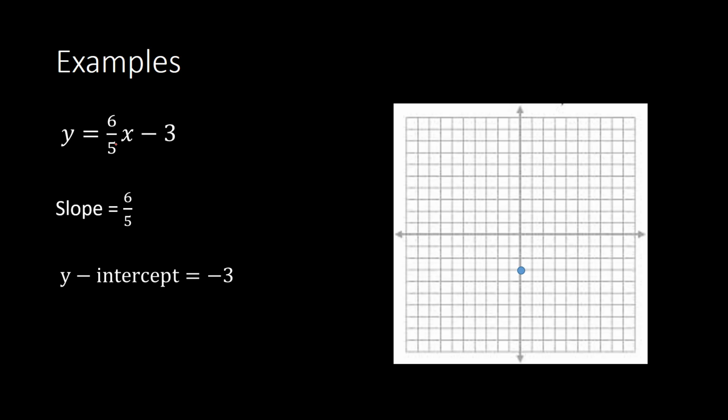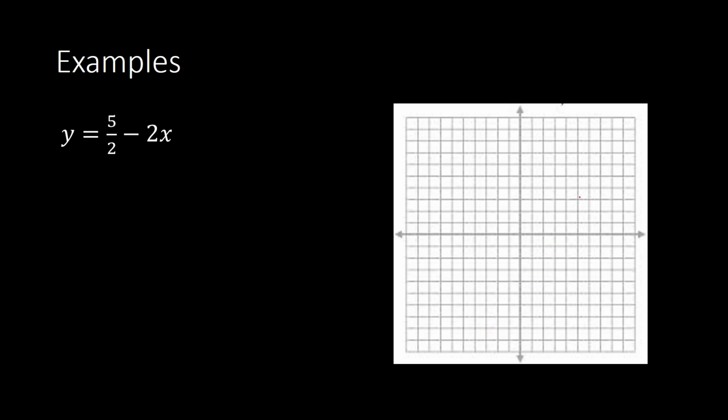And then the slope is 6/5. So 6/5 would be rise over run. So the rise is 6, run is 5. So I go up 6, 1, 2, 3, 4, 5, 6, and over 5, 1, 2, 3, 4, 5, to get that point right here. And then connect the dots, and we have this graph. So notice, very quick once we have it in this format.